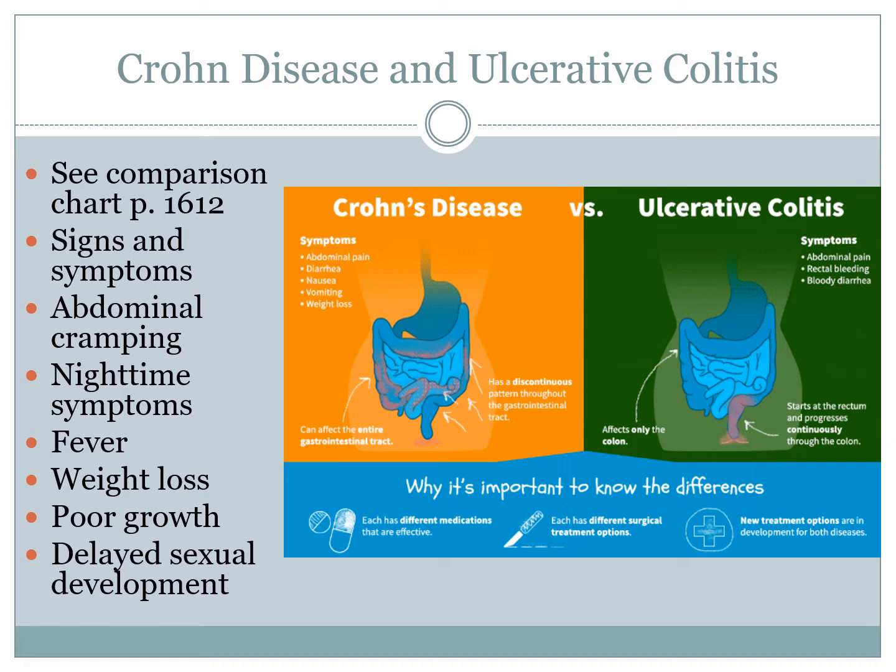42.2 on page 1612. Crohn's disease versus ulcerative colitis, I have put this graphic here to help show that ulcerative colitis affects only the colon, and Crohn's disease can affect the entire gastrointestinal tract, but in sections because it's discontinuous throughout the tract. Some of the signs and symptoms are abdominal pain, nausea, vomiting. In Crohn's disease, you'll have weight loss as well. In ulcerative colitis, you're going to get rectal bleeding or bloody diarrhea. There's fever. There's potentially delayed sexual development as well.